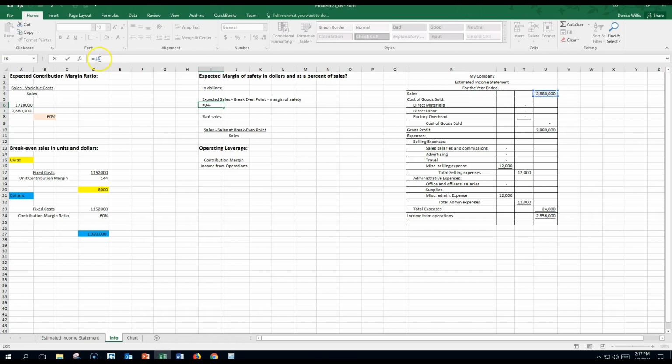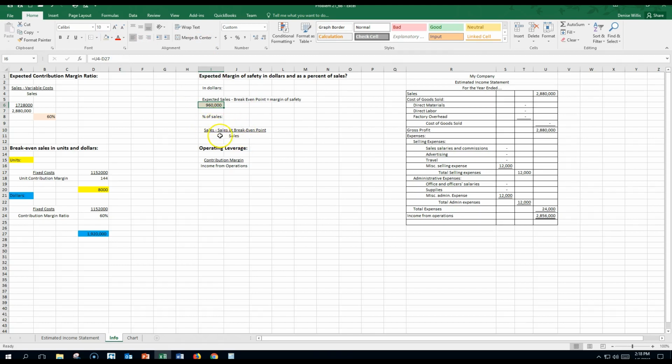That minus the sales in dollars right here. $960,000 is the amount of our expected margin of safety expressed in dollars. Let me just highlight that right here so you know it's one of our answers. There's just so much on here, I want to make sure it's clear.